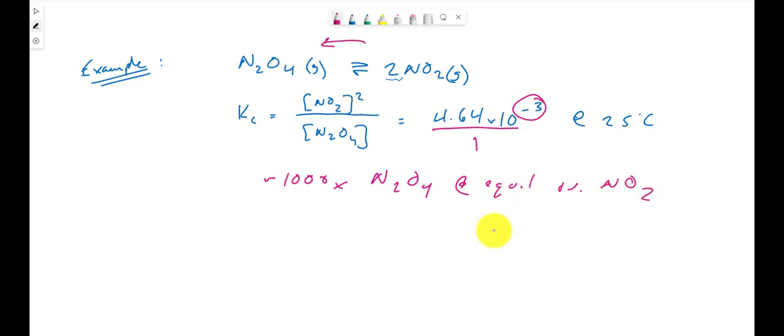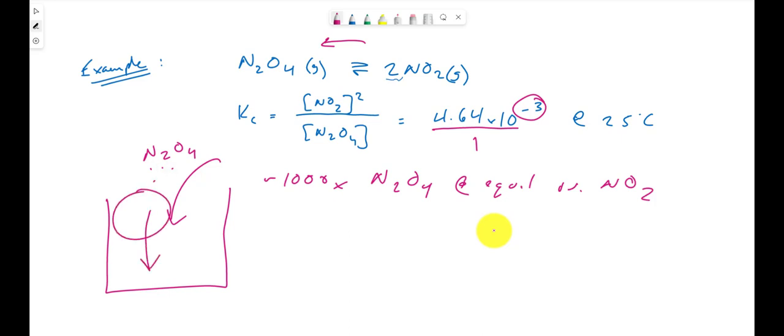So this is a super powerful tool. It tells us that regardless of how much we start with, whether we charge this system with a little bit of N2O4 or tons of N2O4, no matter what, it's always going to proceed towards an equilibrium ratio that satisfies that. That's always going to be true. Always, regardless of what you start with. It may take a long time to get there, which is a question for kinetics, but eventually it will, and that is what we'll capture.